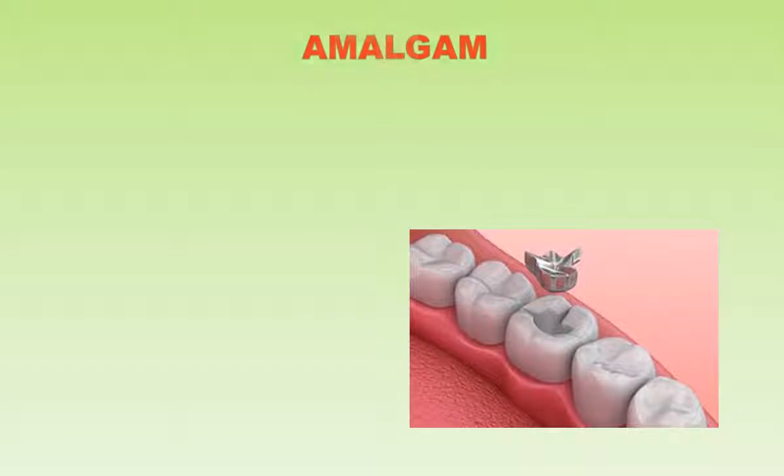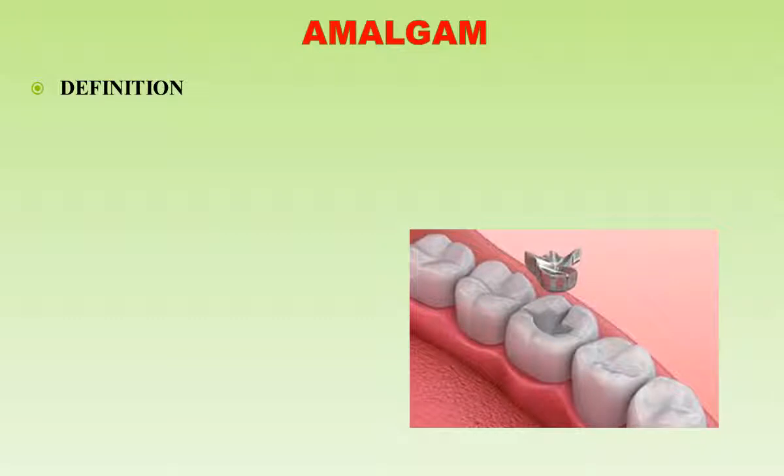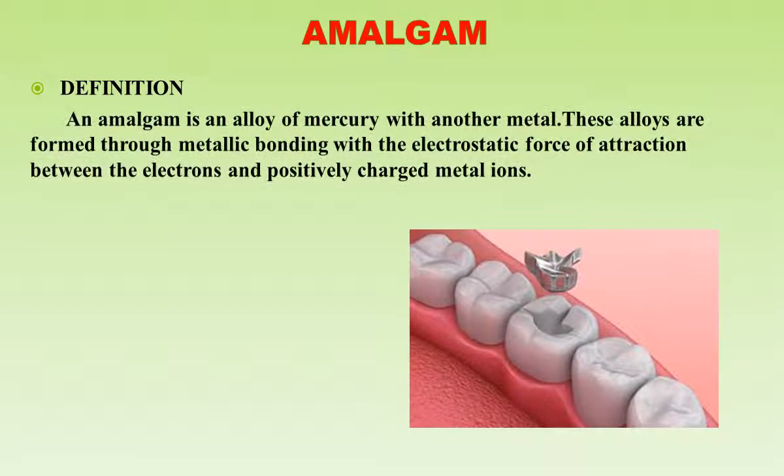Amalgam. See, amalgam is a new term. Actually, this word amalgam comes from an alloy of mercury. So, amalgam is an alloy of mercury, where mercury is the main component with another metal. So, amalgam is made with mercury and one other metal.